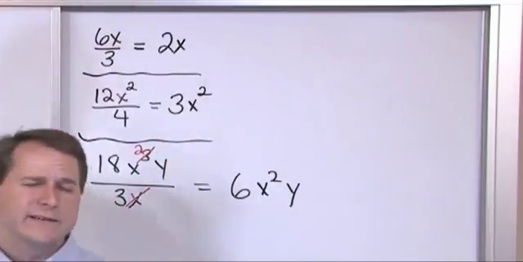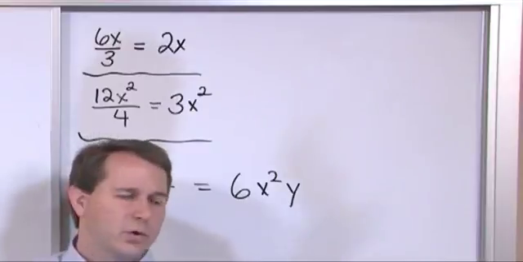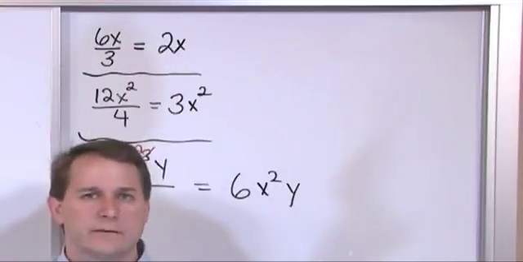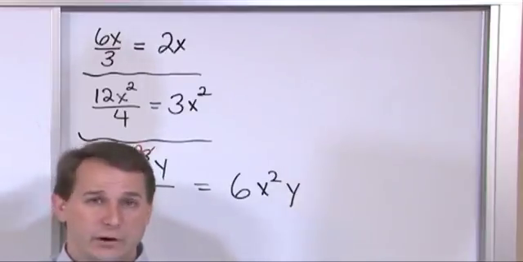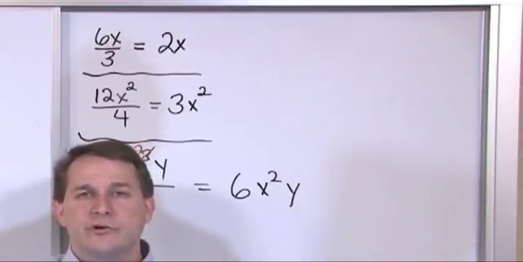Basically in algebra, and this is a super important concept, so don't overlook what I'm doing here. This is stuff you're going to use all the time in algebra. When you have a fraction with letters on the top, variables, and variables on the bottom, basically what you do is you try to cancel them out.